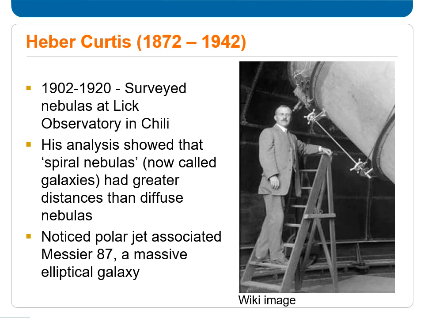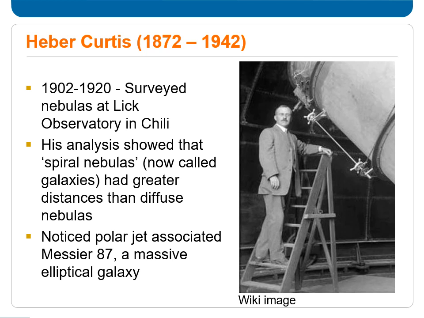In 1918 Curtis observed Messier 87 and was the first to notice the polar jet, which he described as a curious straight ray, apparently connected with the nucleus by a thin line of matter. In 1920 he was appointed director of the Allegheny Observatory.